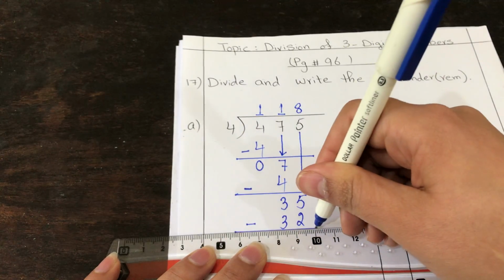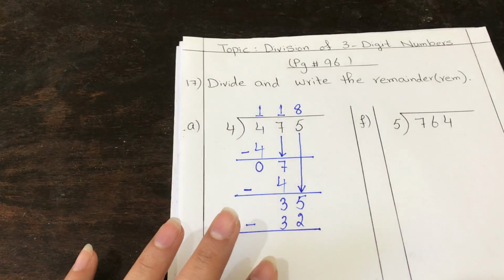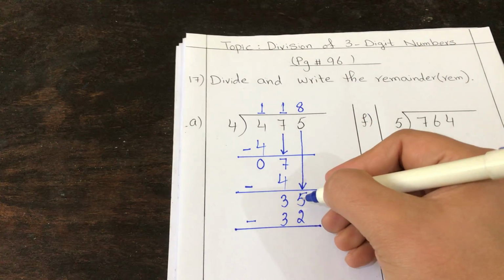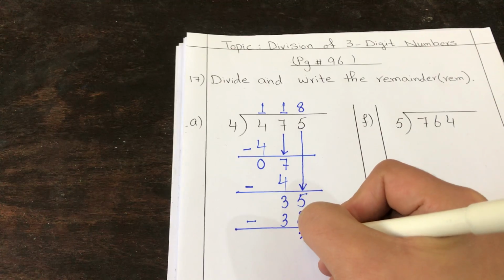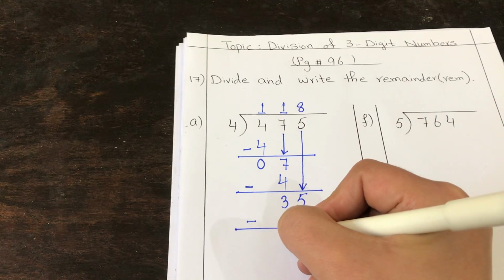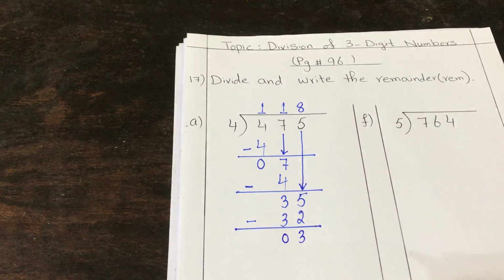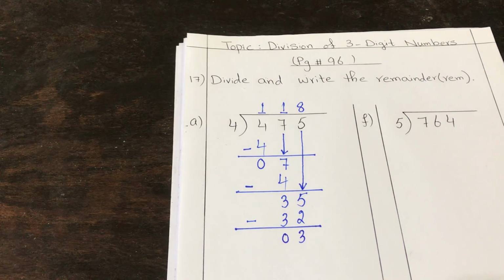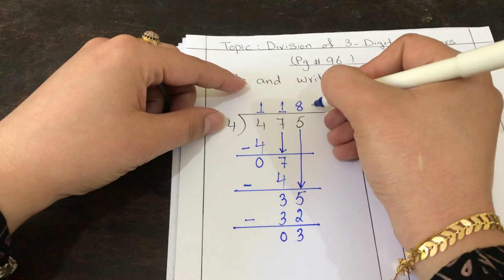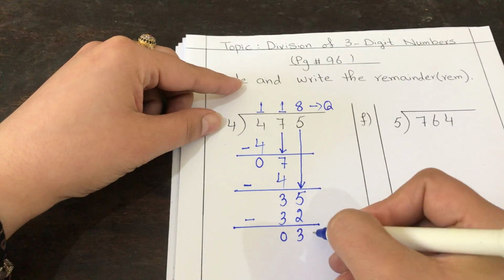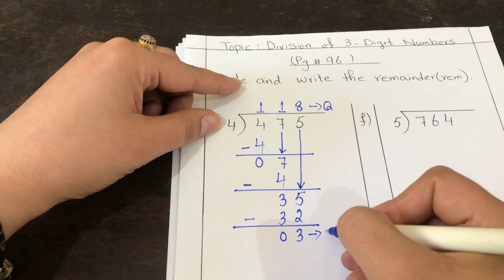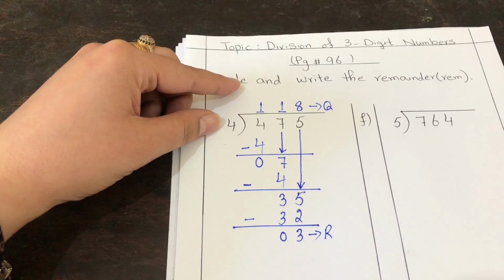A subtraction sign and a straight line. Now subtract 5 minus 2 is 3 and 3 minus 3 is 0. So what is your quotient and what is your remainder? Right, 118 is your quotient and 3 is your remainder, right?